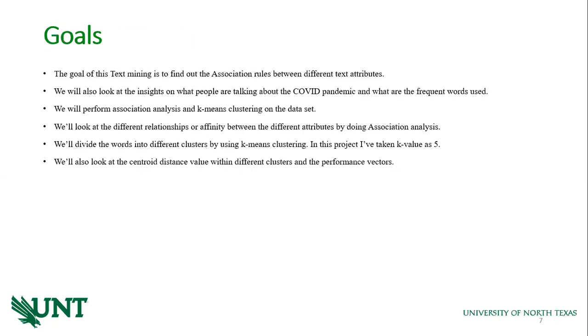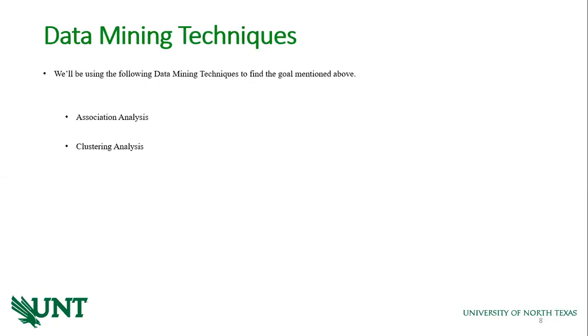And here are some of the goals which I have listed. The goal of this text mining is to find out the association rules between different text attributes. We will also look at insights on what people are talking about the COVID pandemic and what are the frequent words used. We will perform association analysis and k-means clustering on the dataset. We'll look at different relationships or affinity between the different attributes by doing association analysis. We'll divide the words into different clusters by using k-means clustering. In this project, I have taken k value as 5. We'll also look at the centroid distance value within different clusters and performance vectors.